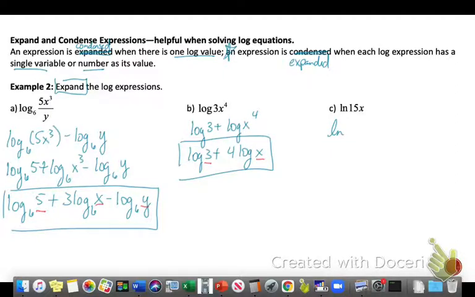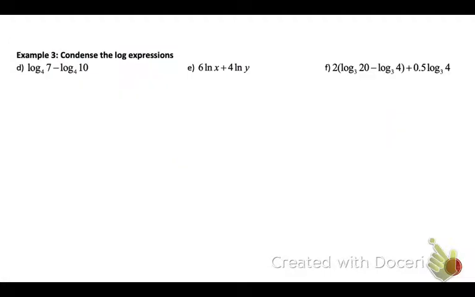Now I have the natural log of 15x. So I notice that's multiplication, 15 times x. So I can rewrite that using the product property as the natural log of 15 plus the natural log of x. And that's all I need to do to expand because I have a value of a single number, 15, and then a value of a single variable, x. So that's just a little experience with expanding log expressions. Now let's talk about condensing.